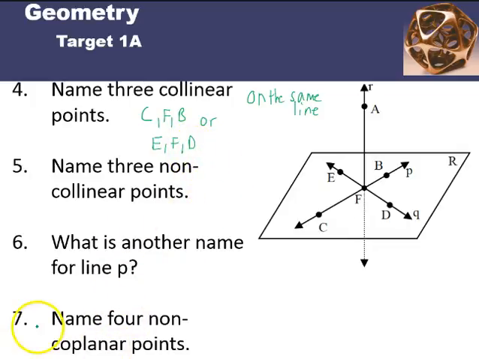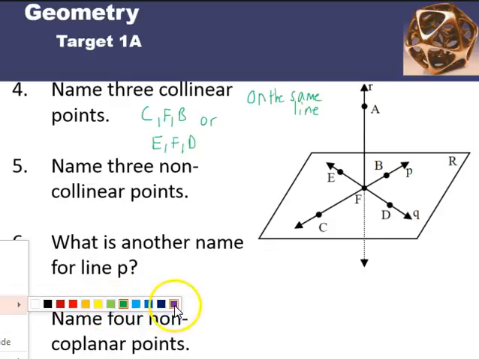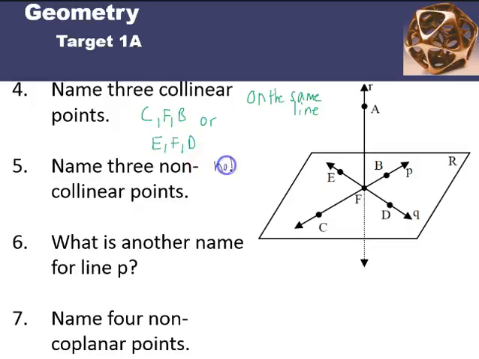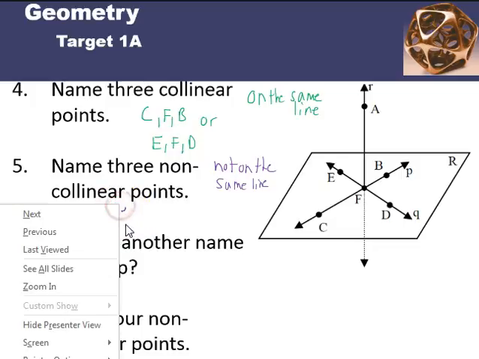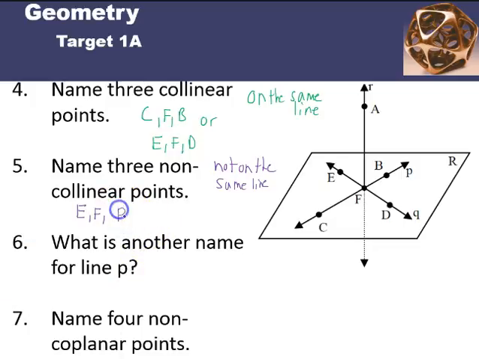And 3 non-collinear points. Three non-collinear points, that means not on the same line. So we're looking for 3 points that are not on the same line. So 2 of them can be on the same line, but the third one can't. So there's lots of different answers. I'm going to say E, F, and B. Alright, the only bad answers would actually be EFD and CFB, because those 3 are on the same line.